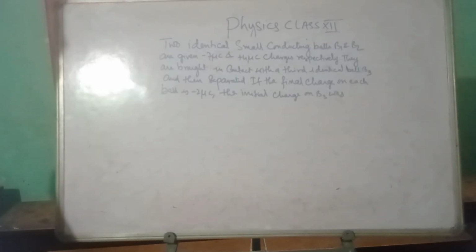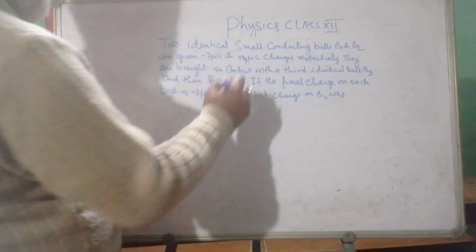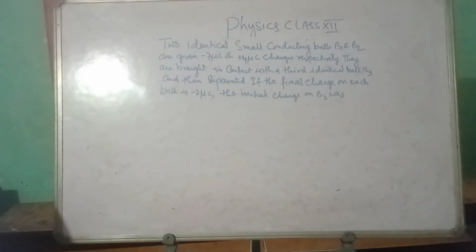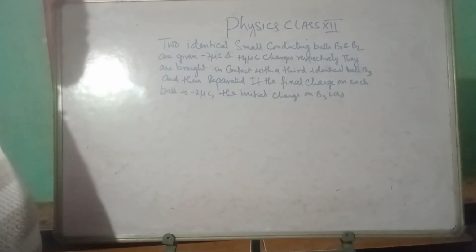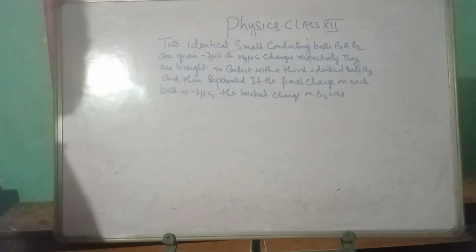Here, the next question is: two identical small conducting balls B1 and B2 are given minus 7 microcoulomb and plus 4 microcoulomb charges respectively. They are brought in contact with a third identical ball and then separated. If the final charge on each ball is minus 2 microcoulomb, then find the initial charge on the third ball B3.